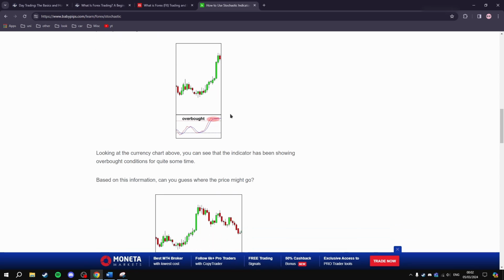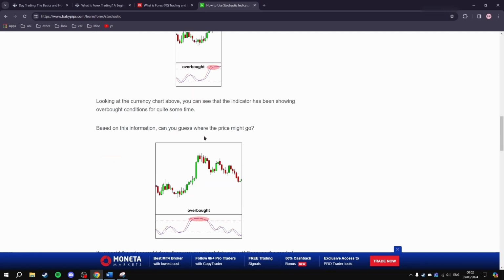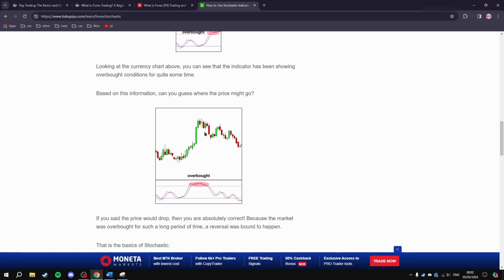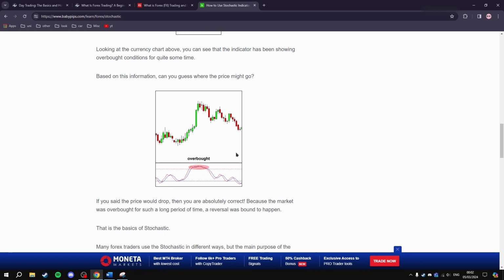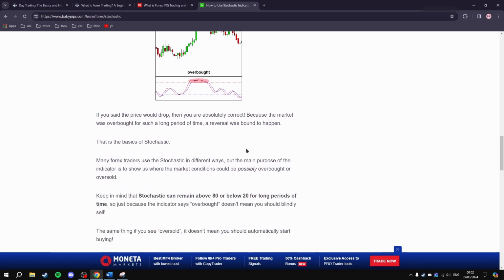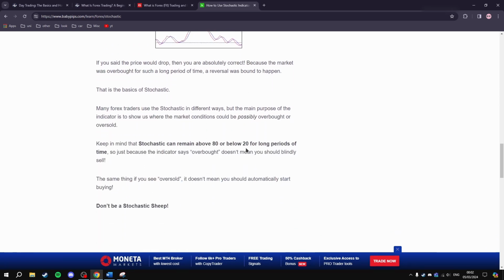Looking at the currency chart above, you can see that the technical indicator has been showing overbought conditions for quite some time. Based on this information, you can guess where the price might go. If you said the price would drop, then you're absolutely correct. Because the market was overbought for such a long period of time, a reversal is bound to happen. That is the basics of stochastic.